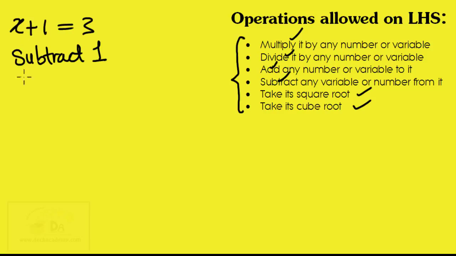Let's subtract 1. So on the left hand side, if you subtract 1, we have x plus 1 minus 1. That's the left hand side. So what about the right hand side? The right hand side is 3. Because we did something to the left hand side, we also have to do the same thing to the right hand side. So we also have to subtract 1 from the right hand side term in order to preserve the equality. So as you can see, our left hand side term here was x plus 1, and that's what's here.